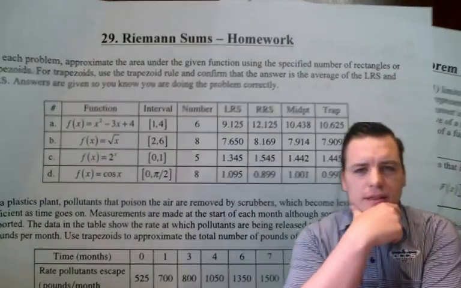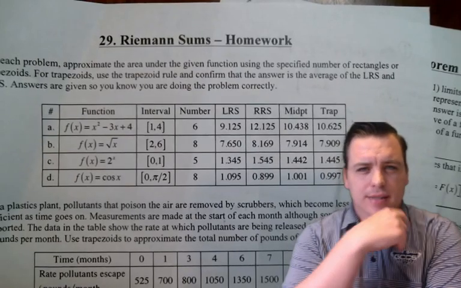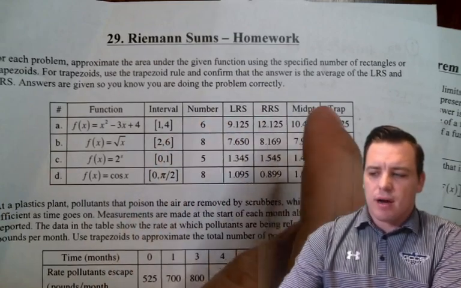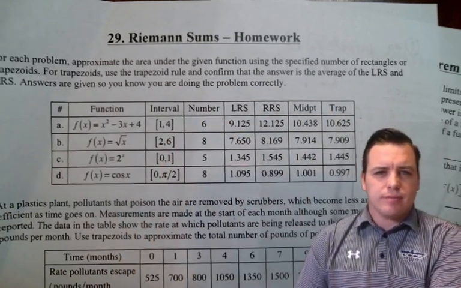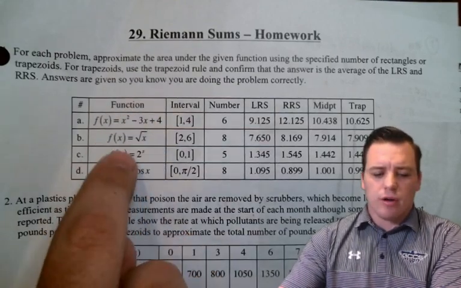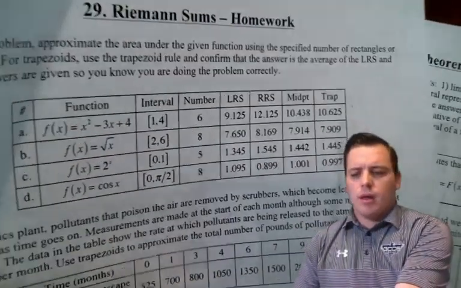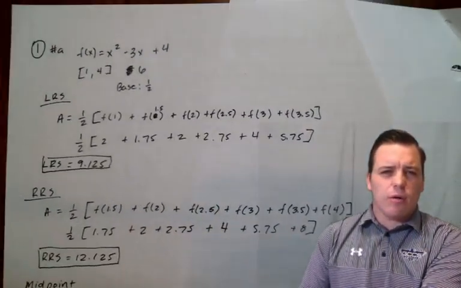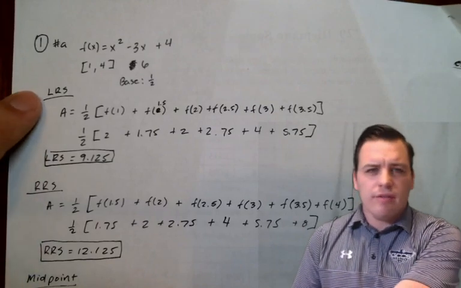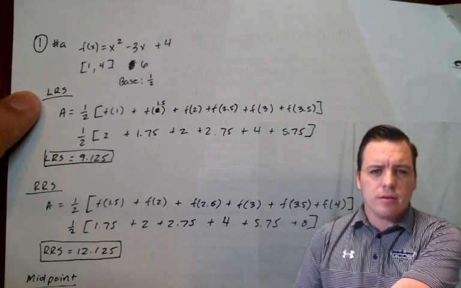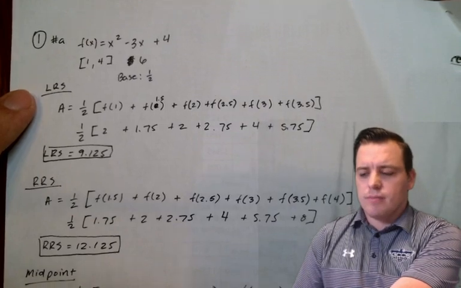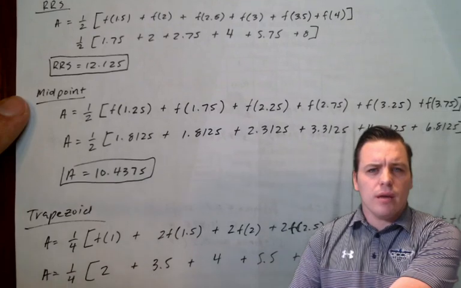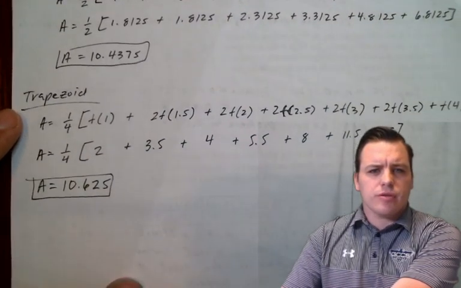So, hey, the key thing that I'm looking for when you scan this, guys, is this right here: make sure you went through each part, did the left, right, midpoint, and trapezoid. Make sure you went through each one of those with each one of these. I'll show you my backside. So I just did number 1, part A, using the left Riemann sum, the right Riemann sum, the midpoint, and the trapezoid.